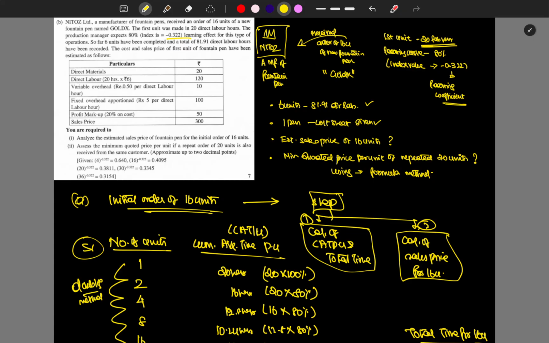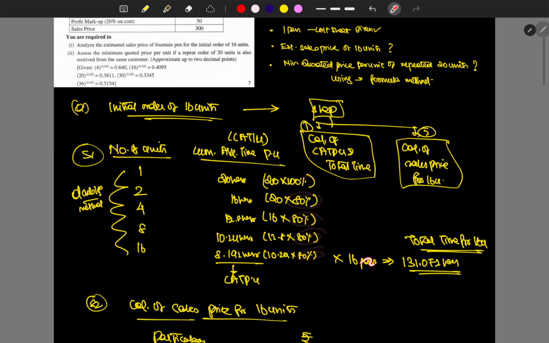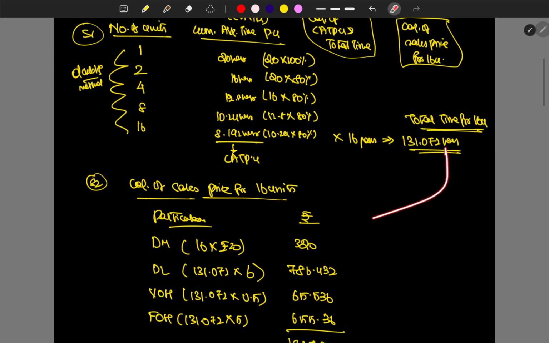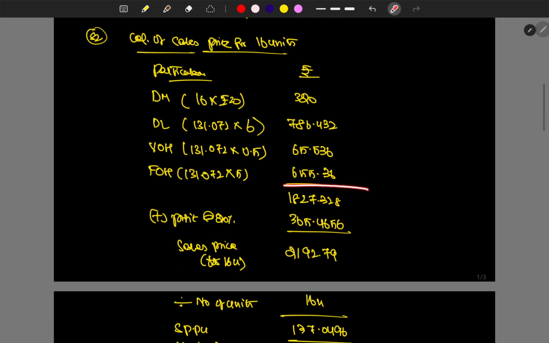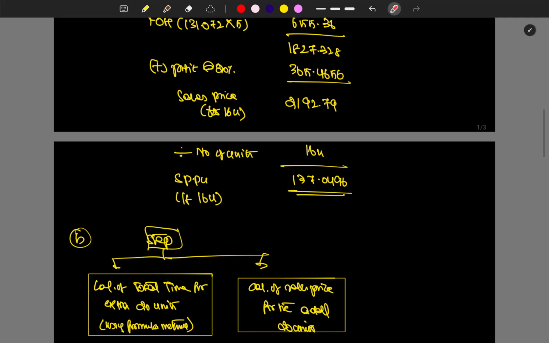So I hope you guys have understood the problem. The first thing is we have to understand the learning effect, which is 80 percent, and then we find the cost for the 16 machines, incorporating this value into direct labor at 6 rupees for every hour. We found the total cost for the 16 units, then added our profit percentage of 20%, and found the sale price, which is 2192.79.